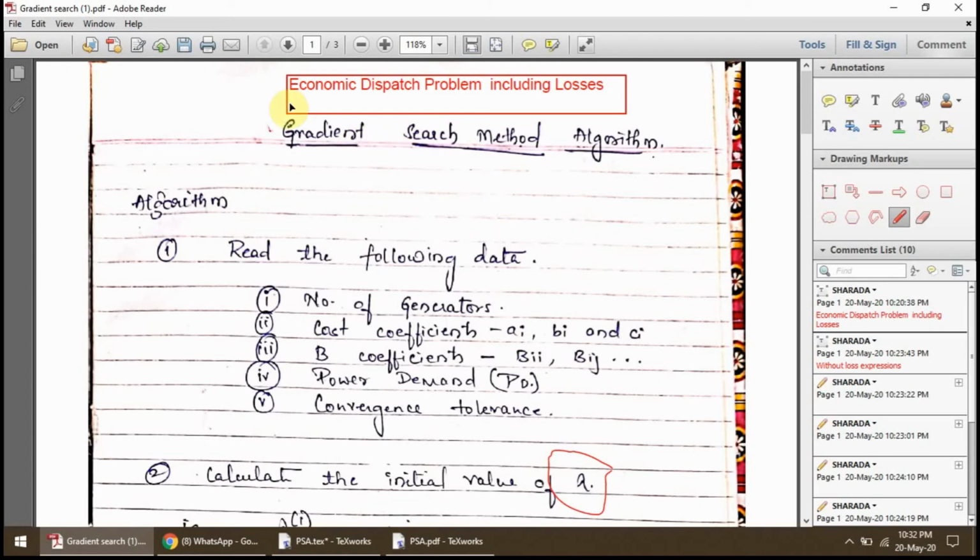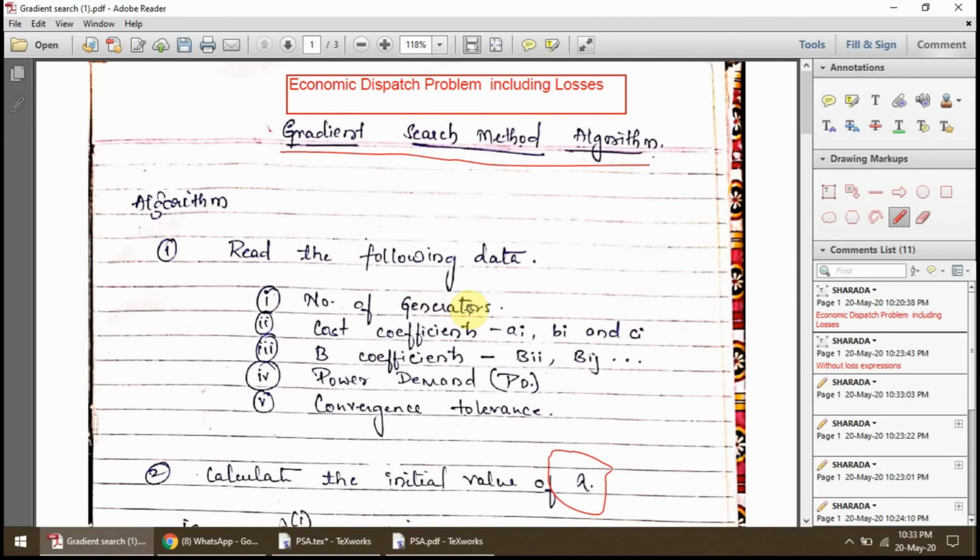In this video lecture, we will learn how to solve the economic dispatch problem, including losses. In this, we are using the gradient search method algorithm. So we'll be discussing the algorithm or steps to solve this problem.